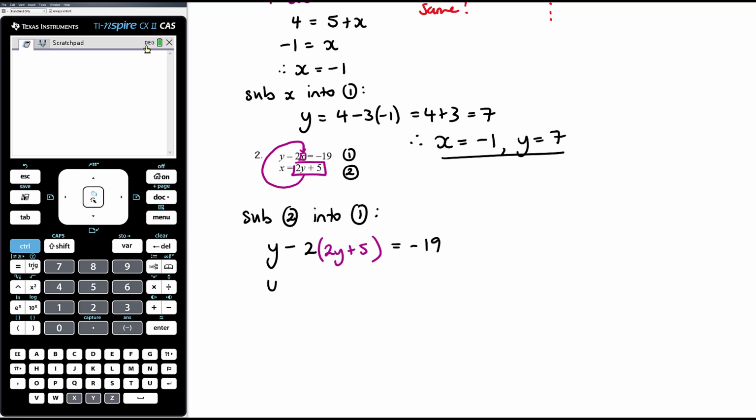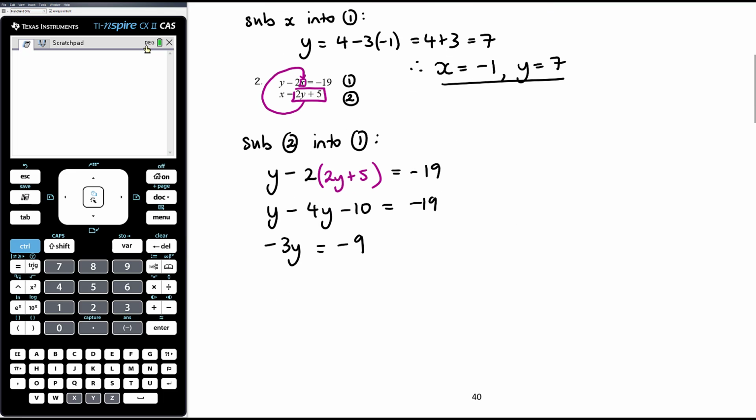Okay, so we want to expand out our brackets here. y minus 4y minus 10 equals negative 19. y minus 4y is negative 3y. Let's add 10 to both sides. That gives us negative 9. And then we want to divide both sides by negative 3, so y is equal to positive 3.